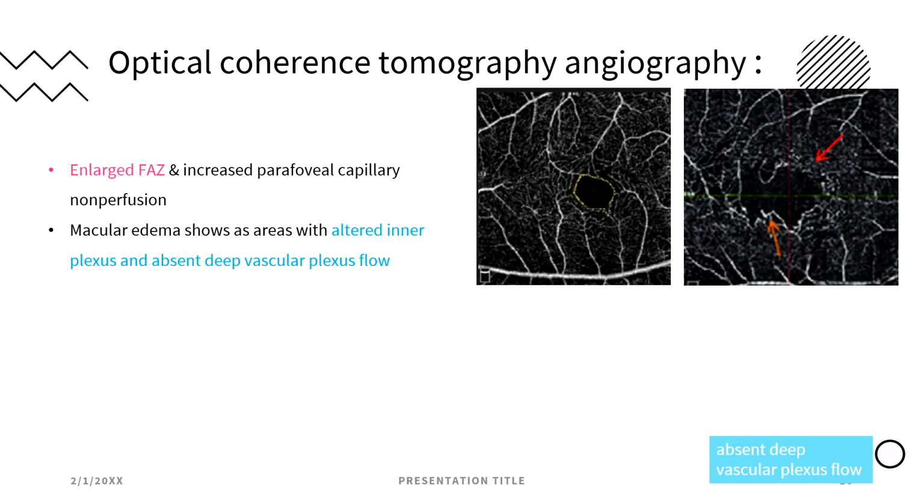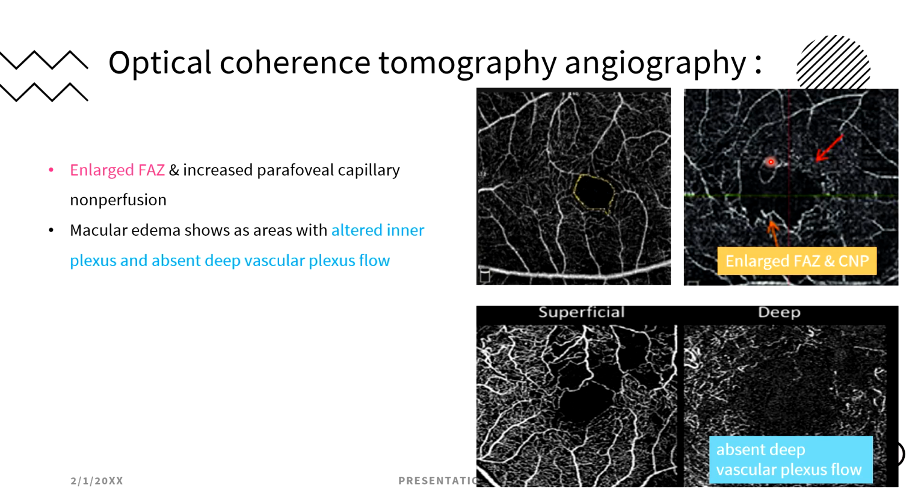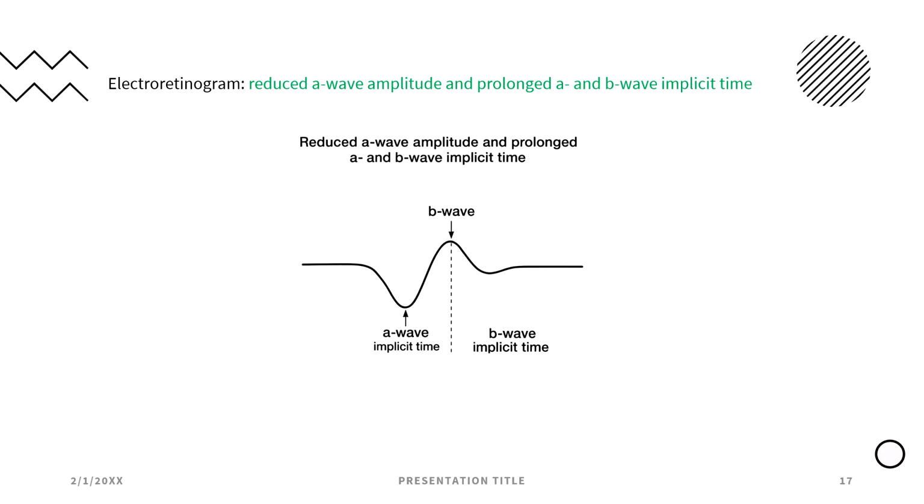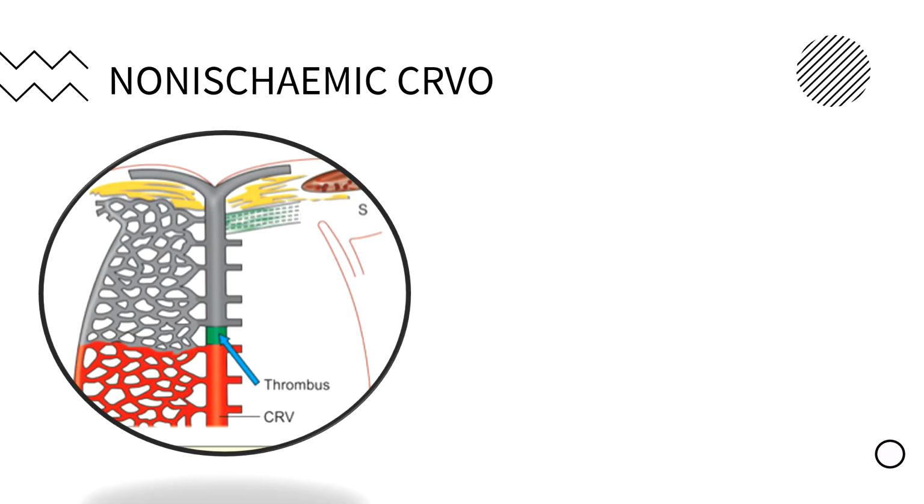Optical coherence tomography angiography shows an enlarged foveal avascular zone and parafoveal capillary non-perfusion. Macular edema shows areas of altered inner plexus and absent deep vascular plexus. Electroretinogram shows reduced A wave amplitude and prolonged A and B wave implicit time. Then there are two types of CRVO, which are non-ischemic CRVO and ischemic CRVO.